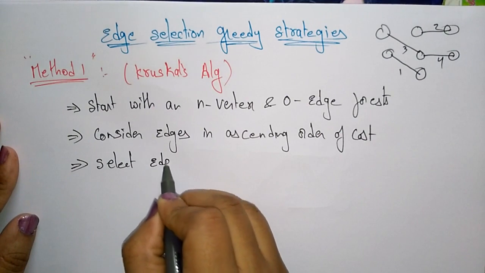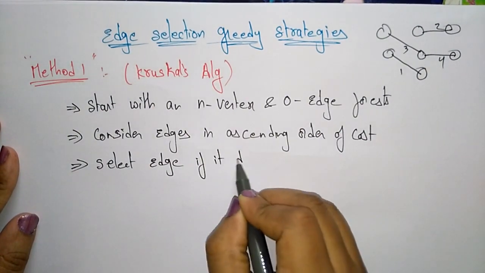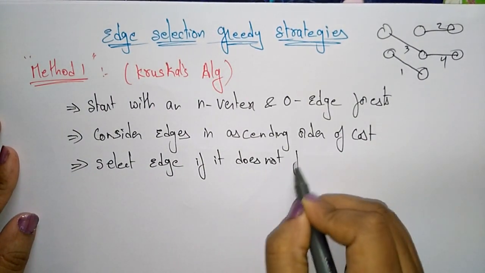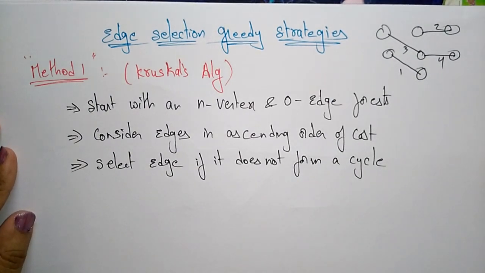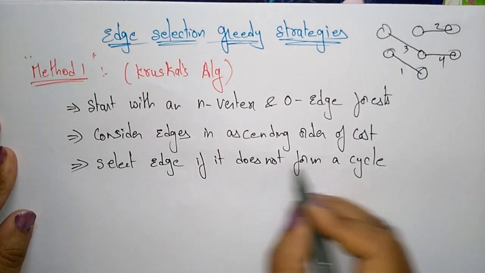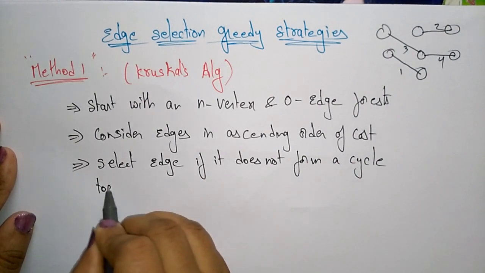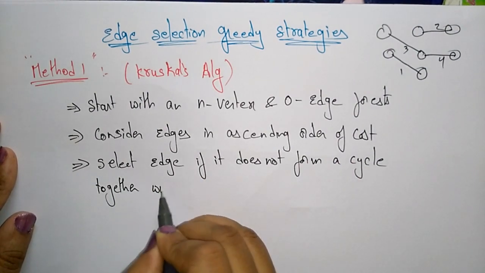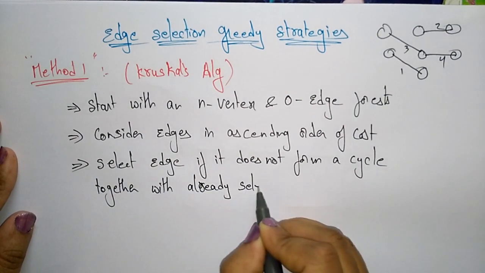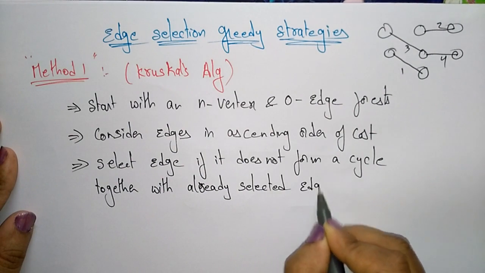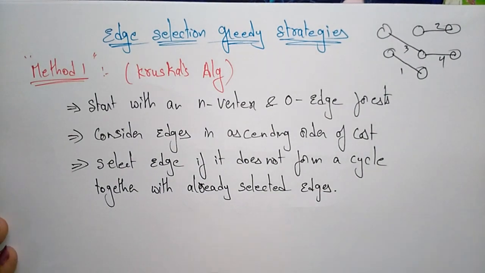Select an edge if it does not form a cycle. So you have to remember in the minimum spanning tree, whatever algorithm you have taken, Kruskal's or Prim's, the only condition is it should not form a cycle. It should not be closed. Select edges if they do not form a cycle together with already selected edges. So this is method 1.